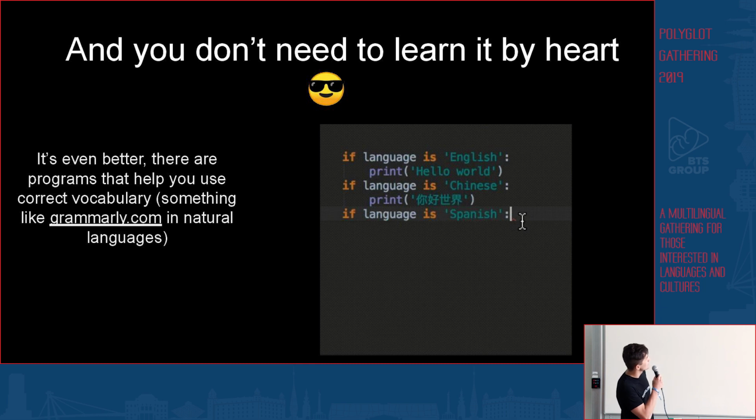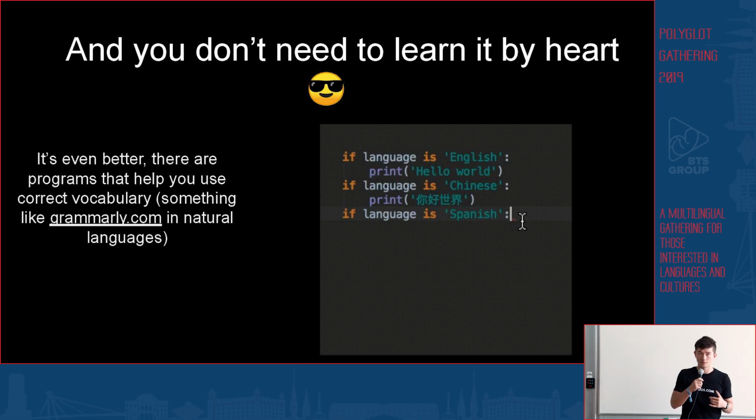I don't know if you can read it here, but what it says is, if language is English, print hello world. If language is Chinese, print 你好世界, which is hello world in Chinese. And if language is Spanish, then print hola mundo. You can see that this is actually a GIF of a program that I wrote on my personal machine. When I type, this environment tries to autocomplete what I write, and I use it on a daily basis. So there's really no need to remember things by heart when programming.